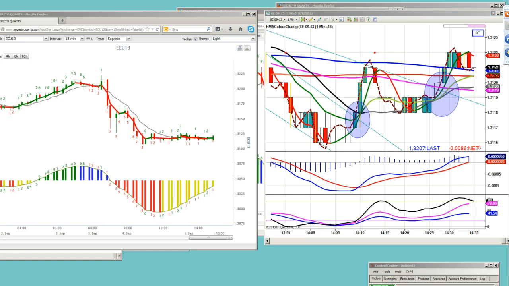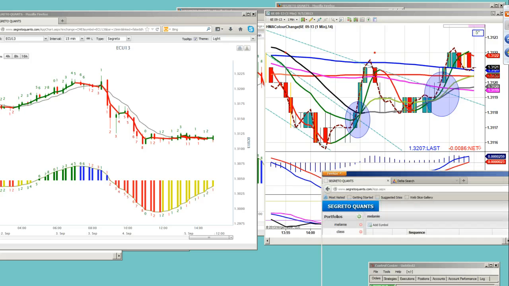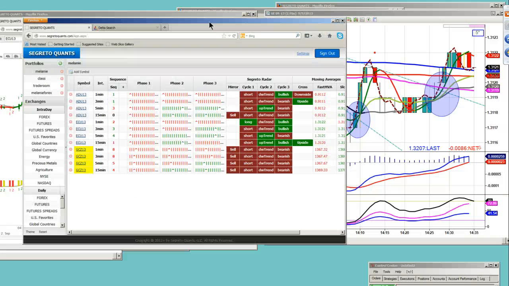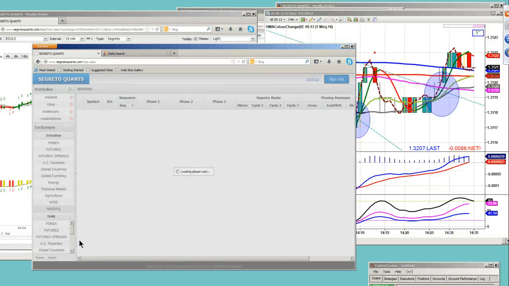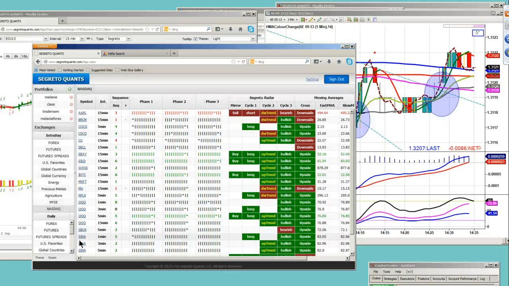Let me pull up the main radar page, we'll call this the radar page. And if you just go down here to your stocks, you just click on it. It's all there for you. You can see, look, they're updating real time.